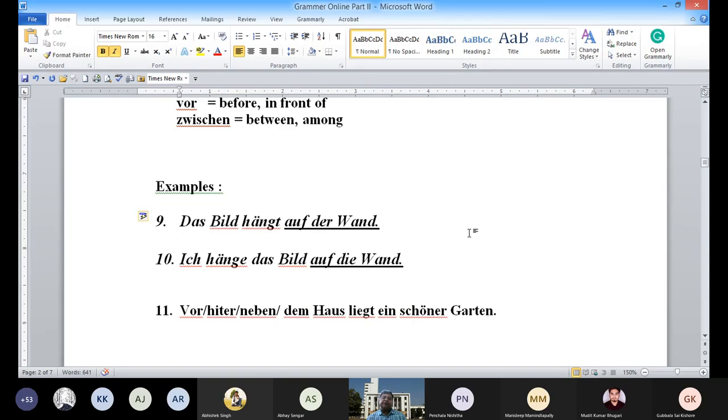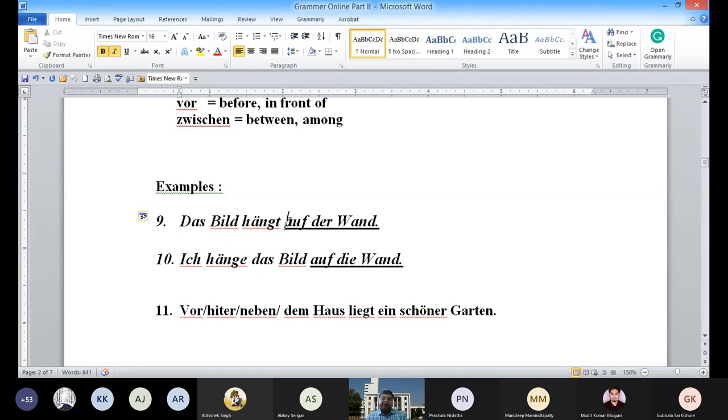Look at this sentence. Das Bild hängt auf der Wand. This is just a statement, no action. Das Bild means the photo, the picture. Hängt means hanging, is hanging. Auf der Wand means on the wall. Just a statement. Positioning. Already there. No action. Nobody is involved. Nobody is doing something.